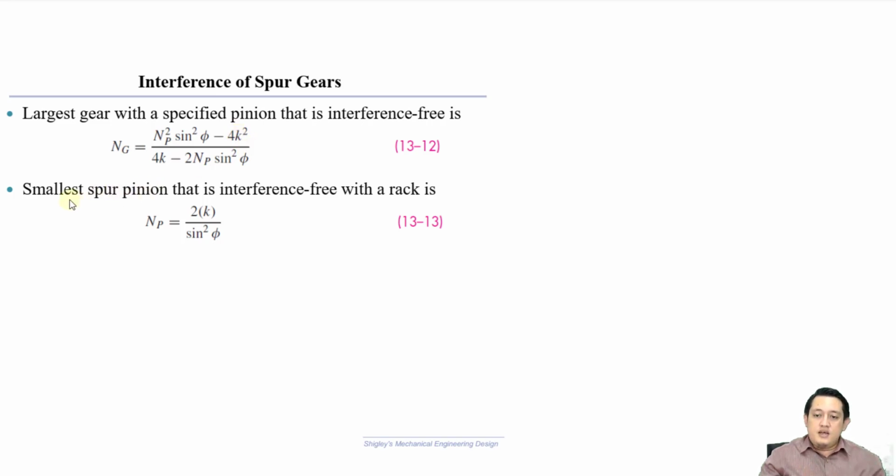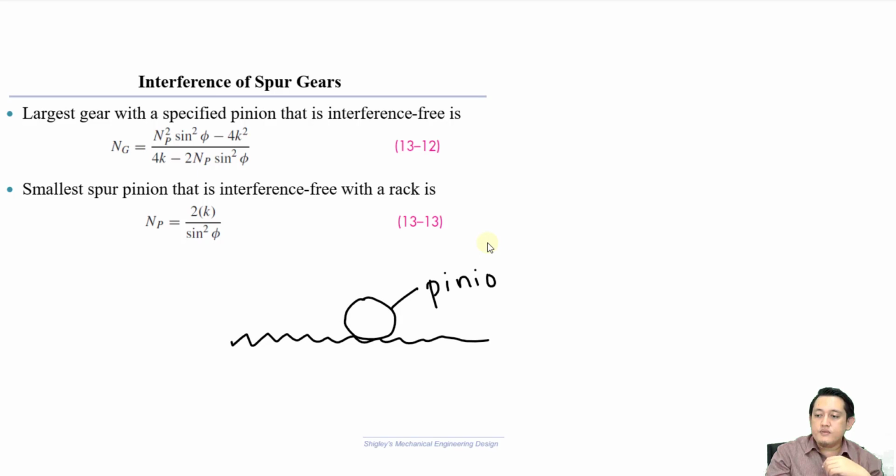Okay, and then we have the pinion, which is a small gear, that is interference free with a rack. A rack is what? A rack is like this, the straight one, and also we have the pinion here, of course they have teeth also. So when we want to calculate this one, the smallest pinion that is interference free with a rack is this one. Sorry, this is the equation.